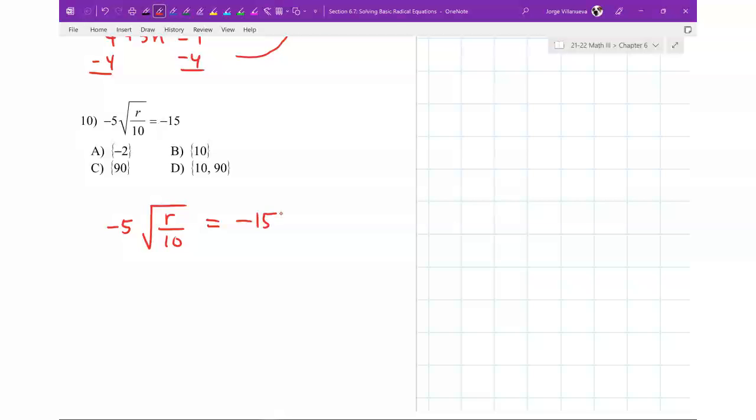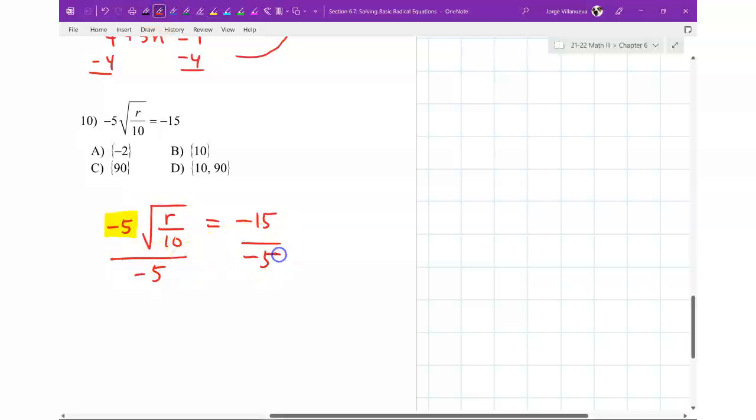Now we're not changing what we're doing in the sense of squaring both sides. But if you notice, there's this negative 5 out here. I can divide by it first just to make the numbers a little bit easier. So if I divide both sides by negative 5, I'm going to get the square root of r over 10 equals, it's going to be 3.